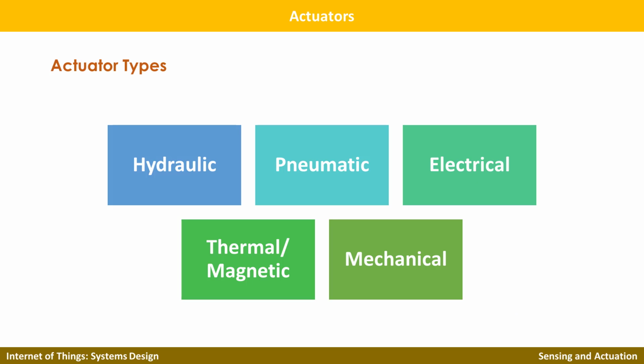There are 5 key types of actuators widely used in conjunction with IoT: hydraulic, pneumatic, electrical, thermal and magnetic, and mechanical. Let us go through these actuator types in a little bit more detail in subsequent slides.